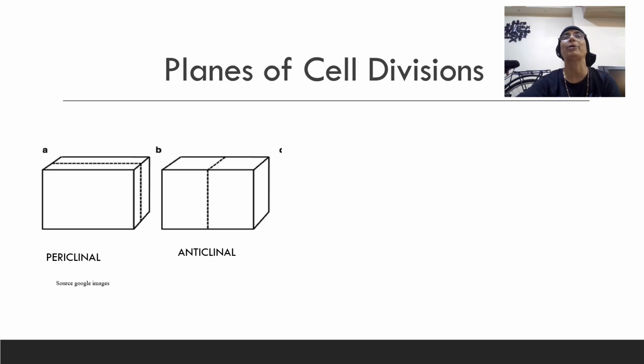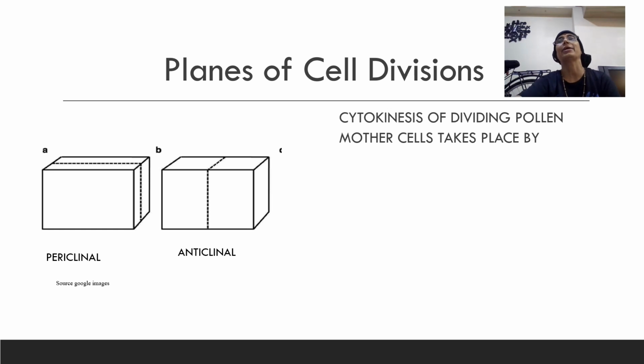And one more terminology we'll be using often in this study, and that is cytokinesis. Cytokinesis of dividing pollen mother cells takes place by either of the two methods. You know what is cytokinesis? If it is mitosis or it is meiosis, the cell division comprises of two divisions basically.